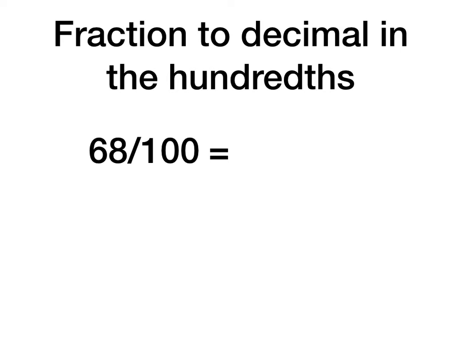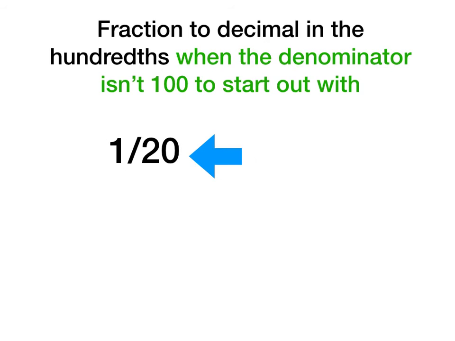Now let's keep going. What if you had 68 over 100 and you wanted to convert this fraction into a decimal? I'll give you a second to think about what you would write. If you said 68 hundredths, or 0.68, you're correct. So I'm pretty sure you see the system when you have a denominator of 100, but what happens when the denominator isn't such an easy number to work with? Like 20. If you had 1 over 20, what happens then?